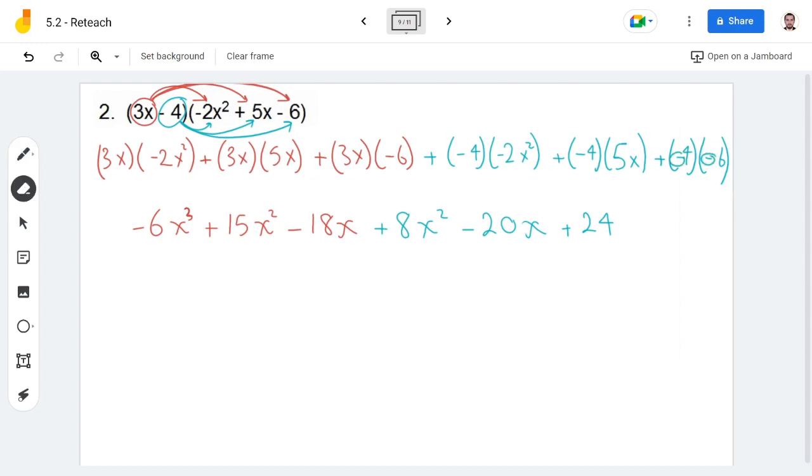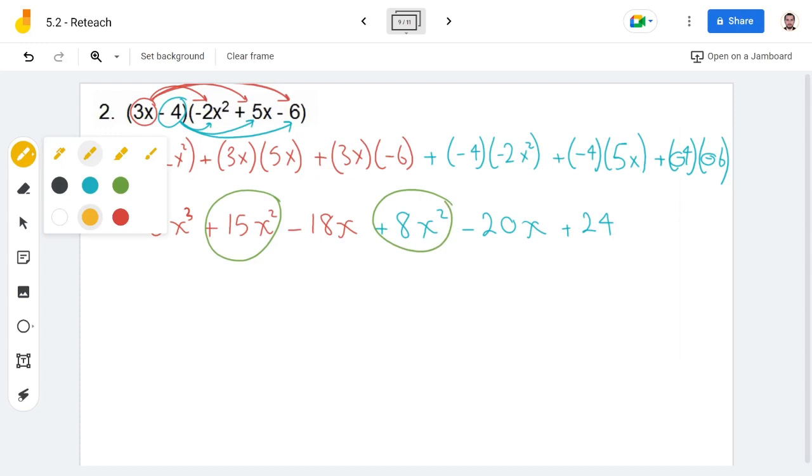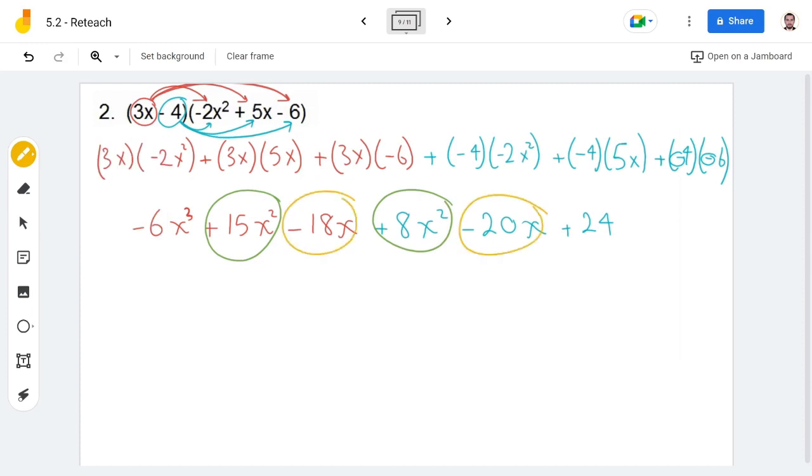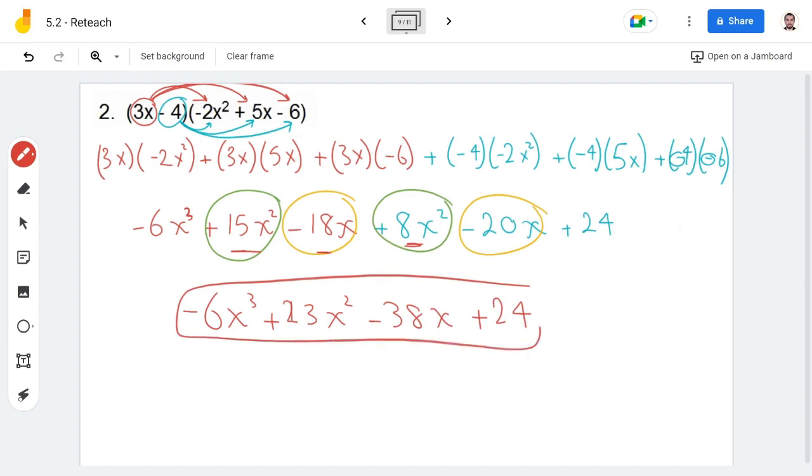Now let's see if we have like terms. Do we have like terms? Yes, we have 15 with 8. Do we have other like terms? Yes, we have negative 18 and negative 20. Now let's add them together. So the final answer is negative 6x cubed plus 15 plus 8, which is equal to 23x squared, then 18x minus 20x is negative 38x, plus 24. So now this is the final answer.